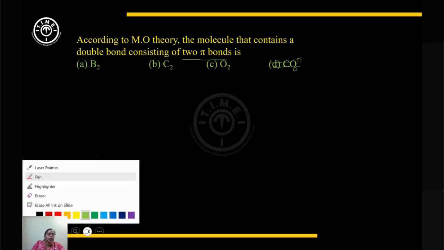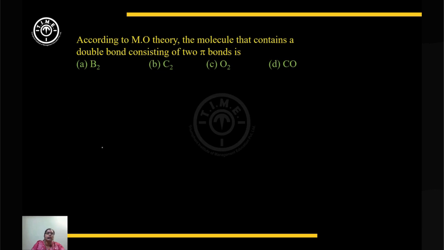Boron is given, along with C2, O2 and CO. If you write the boron configuration, the boron molecule has 10 electrons: sigma 1s2, sigma star 1s2, sigma 2s2, sigma star 2s2, pi 2px1, pi 2py1. So this is the configuration of the B2 molecule.